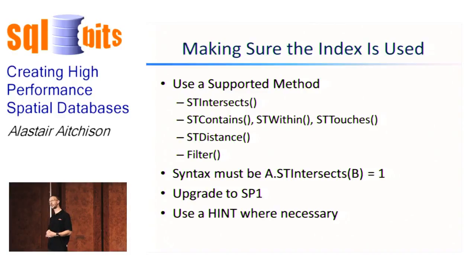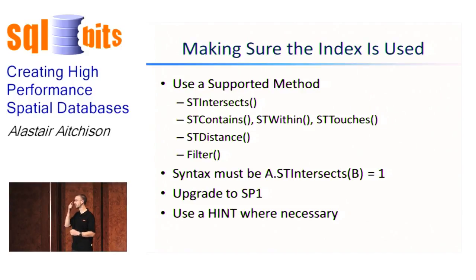Firstly, only certain spatial methods can make use of the index. STIntersects, which is what I've been using for all these examples, can, and so can the specific subtypes of intersection query as well: contains, within, touches. You can also use STDistance so long as you are identifying geometries that lie within a certain distance of another. You can't use distances beyond a certain distance, okay? So that's distance closer than this. And you can also use Filter.